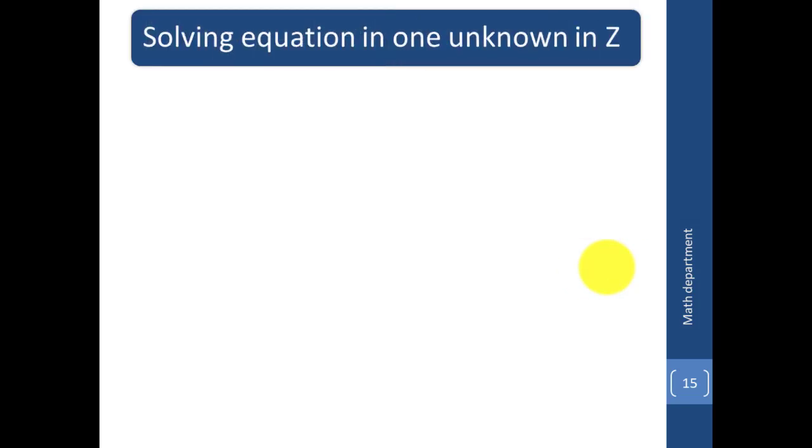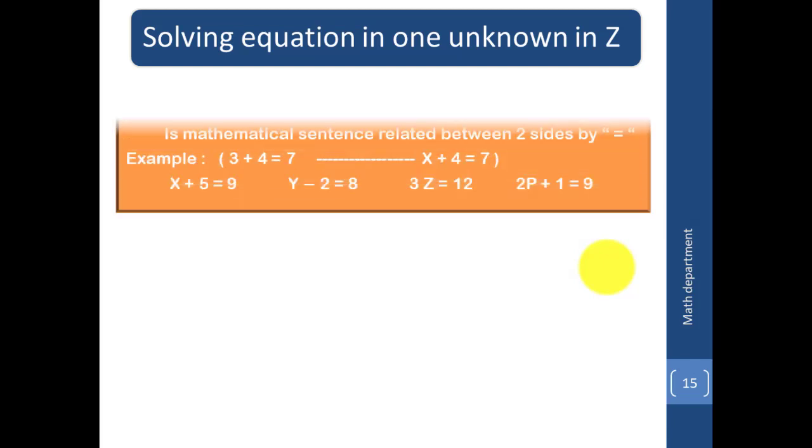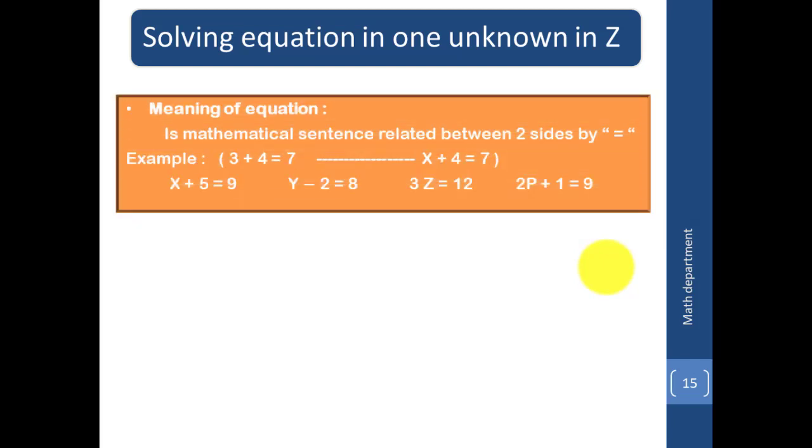Dear students, this is the second part of our general review of Math Primary 6. At first, what's the meaning of solving an equation in one unknown in integers? Let's remember the meaning of equation. An equation is a mathematical sentence related between two sides by equal.